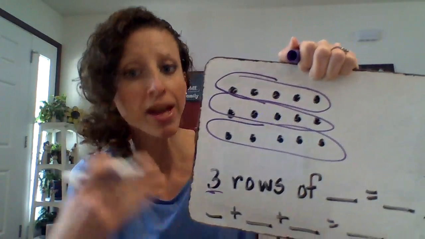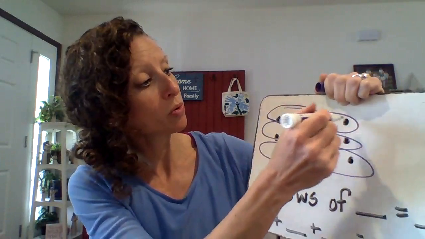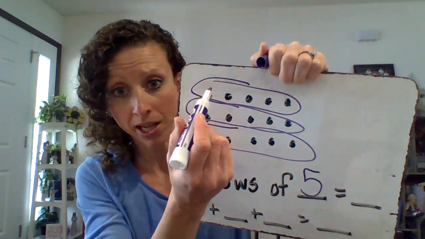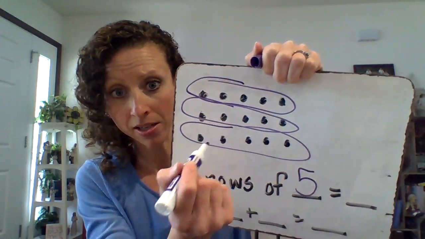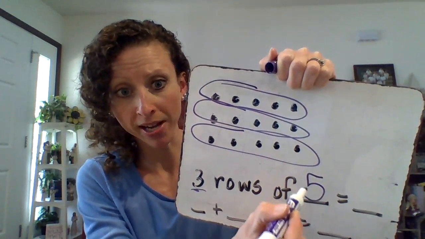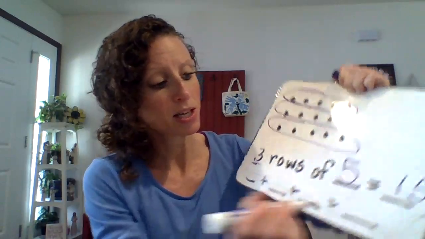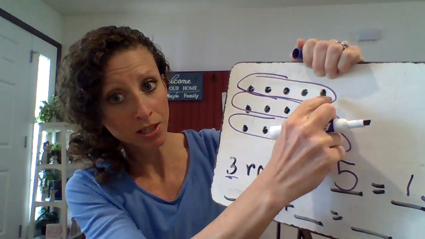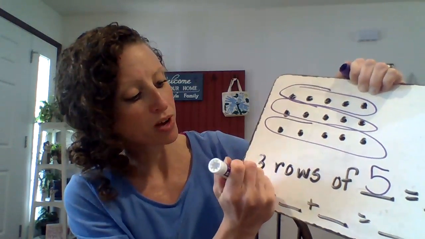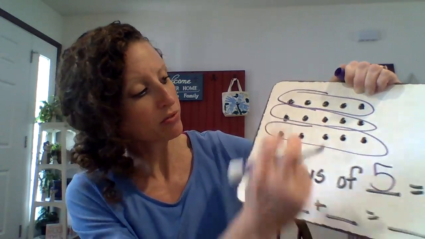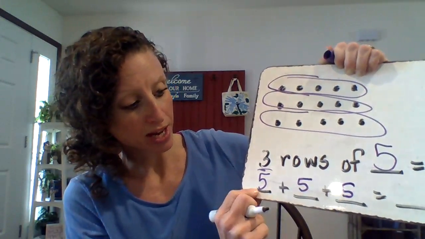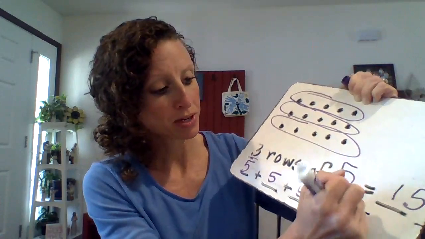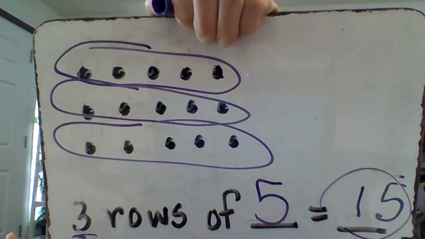3 rows of, how many are in each row? 1, 2, 3, 4, 5. 3 rows of 5. Then I can simply count by 5s. 5, 10, 15. 3 rows of 5 equals 15. Now to write that as a repeated addition sentence, I simply write the number that's inside each of these rows. There are 5 in there. So 5 plus 5 plus 5. 5 plus 5 is 10. 10 plus 5 is 15. So my repeated addition sentence matches my rows.